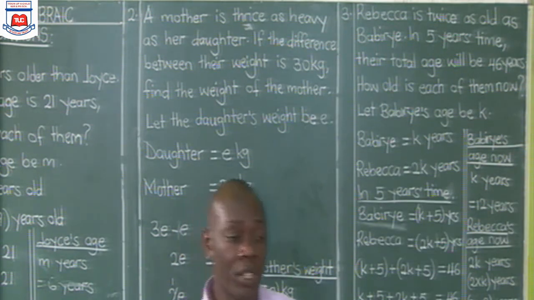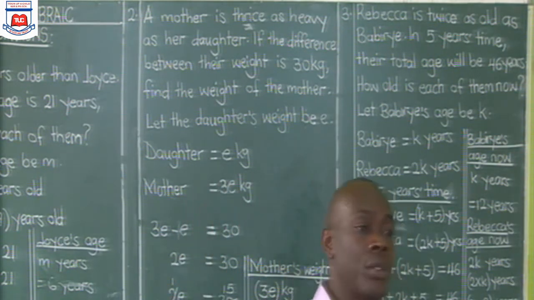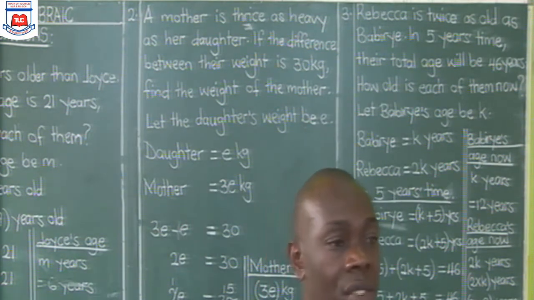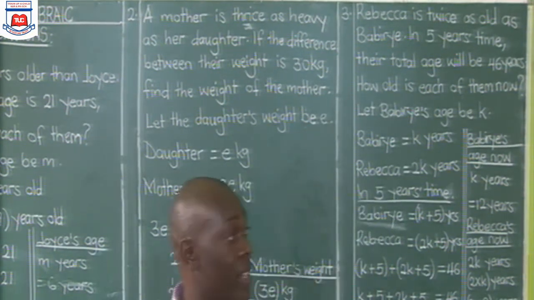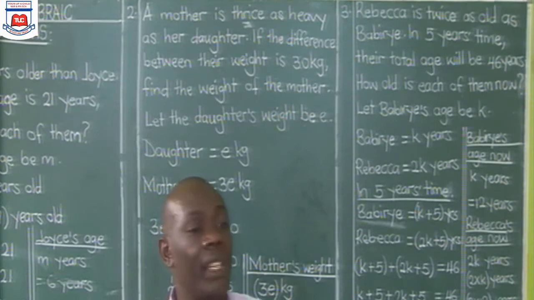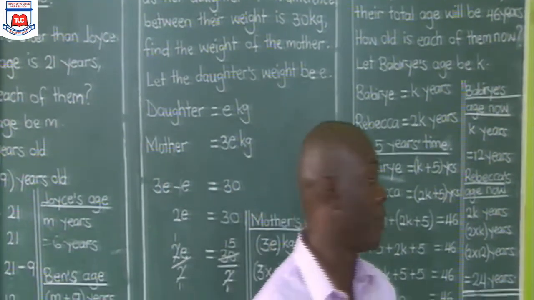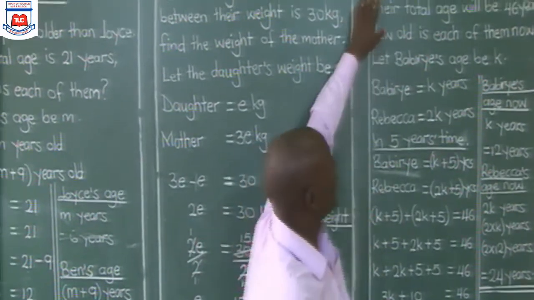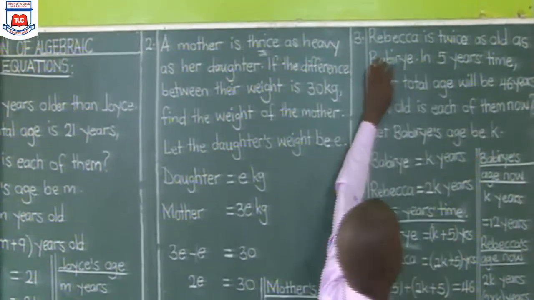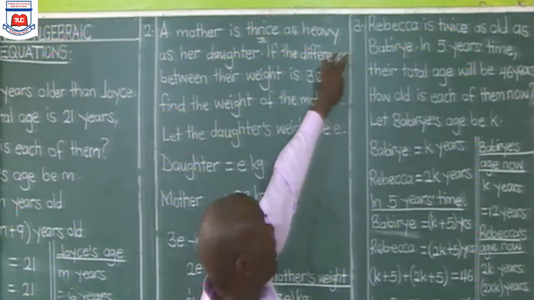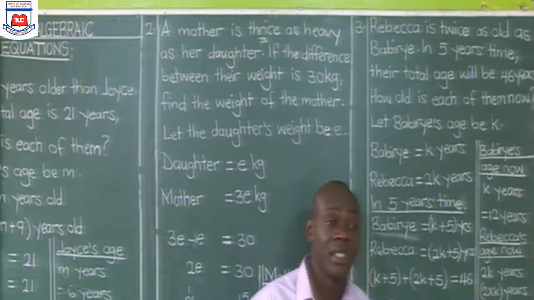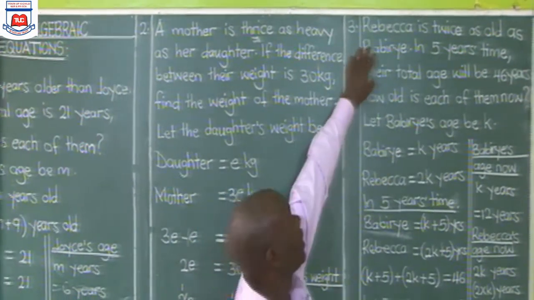For example, if one is 20 years old and the other one is 10 years old, you realize that 20 is twice 10, and therefore 10 is a half of 20. So if Rebecca is twice as old as Bavirie, then Bavirie's age is a half of Rebecca's.